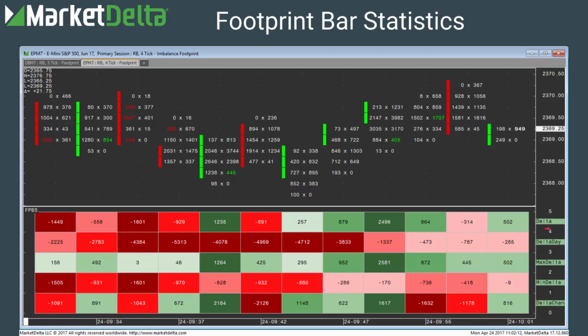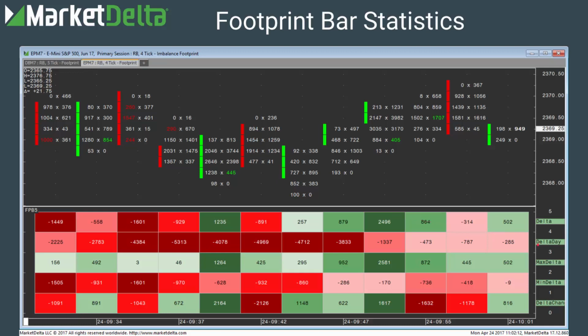So you see the title over here on the right side. So delta, this is actually the numeric value of delta. It's not a graph. It's just showing you the raw number of what the delta was for a particular bar. So this bar right here had a delta of 2496.